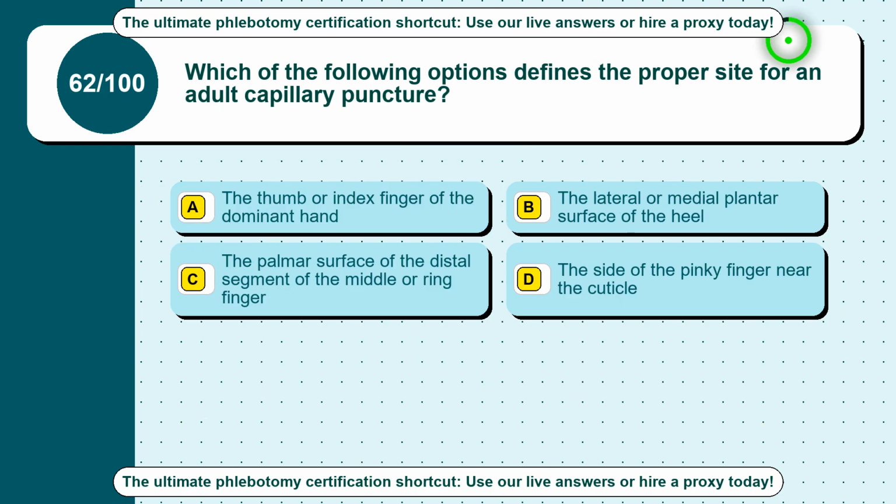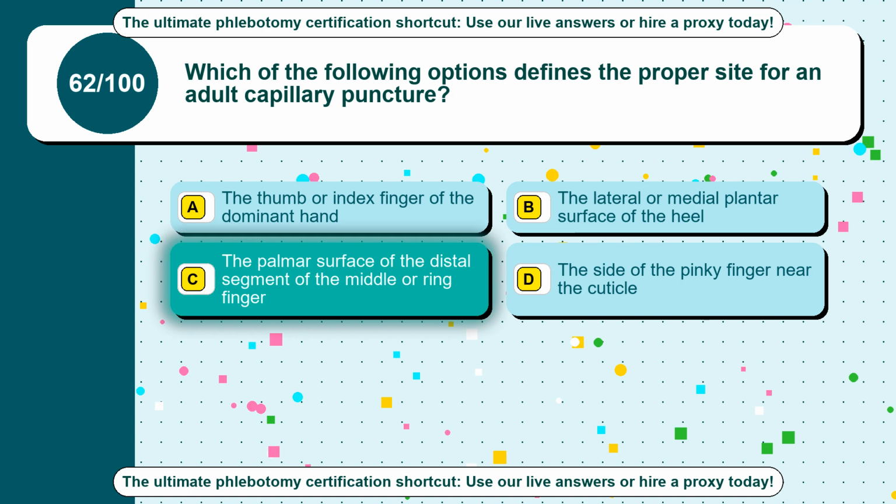Question 62. Which of the following options defines the proper site for an adult capillary puncture? Option A, the thumb or index finger of the dominant hand. Option B, the lateral or medial plantar surface of the heel. Option C, the palmar surface of the distal segment of the middle or ring finger. Option D, the side of the pinky finger near the cuticle. The correct answer is option C, the palmar surface of the distal segment of the middle or ring finger.